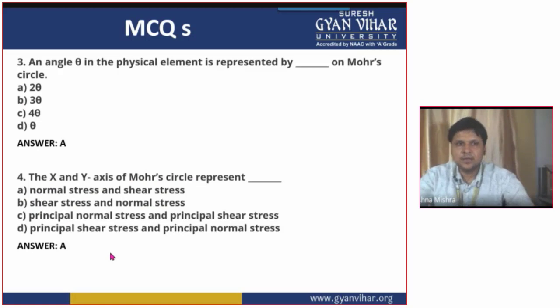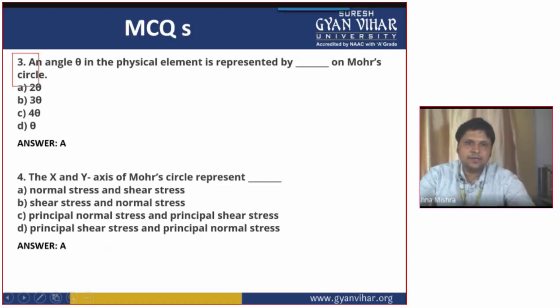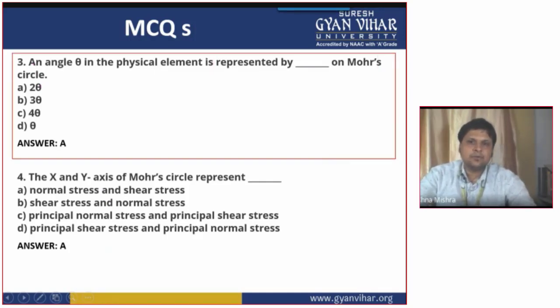Moving further, an angle theta in the physical element is represented in the Mohr circle by 2 theta. All right, so option A is the correct option.